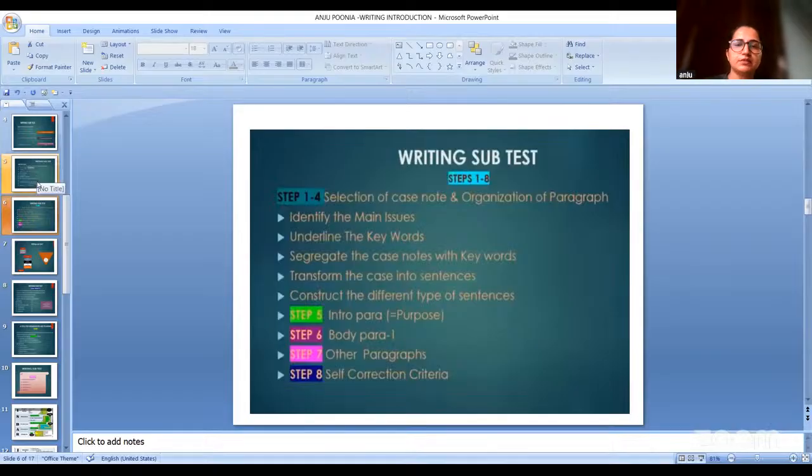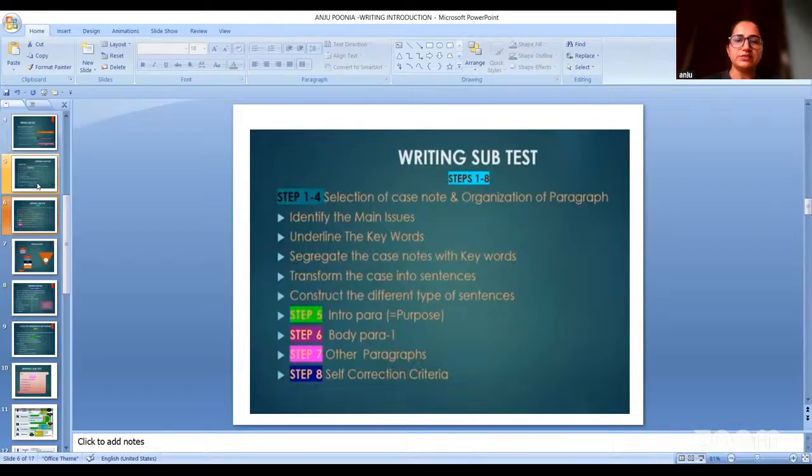Okay, steps 1 to 8, which we need to use in writing. Two steps are already used. On the next slide I will tell you, but firstly I will explain what we need to do when we are doing writing, steps 1 to 8.